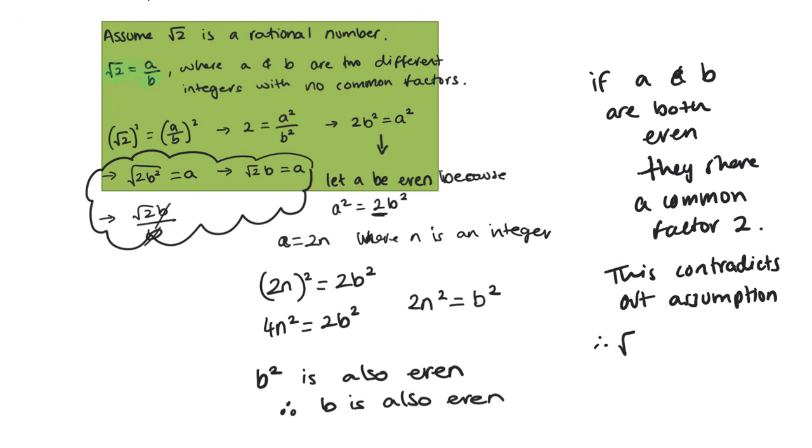Therefore, root 2 is a rational number. Irrational number. I think I've spelled irrational wrong. It doesn't matter. Perfect.